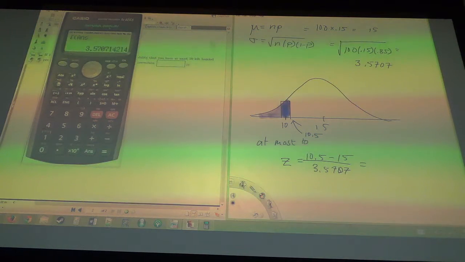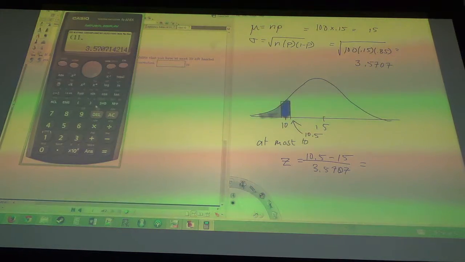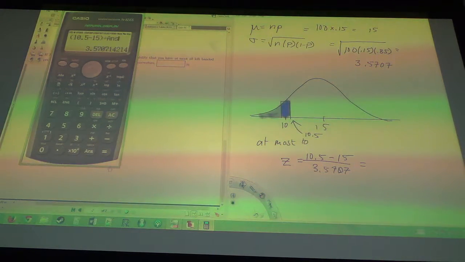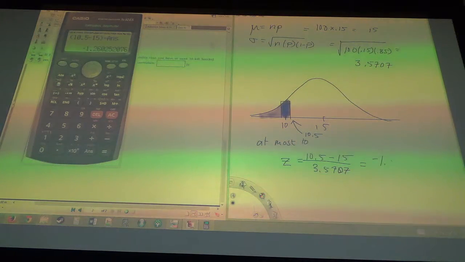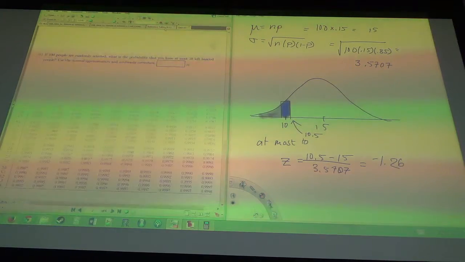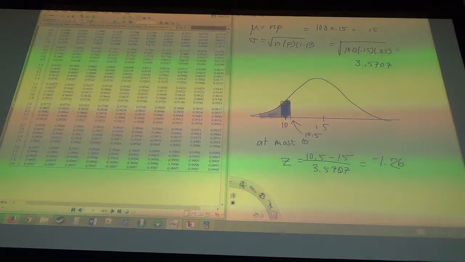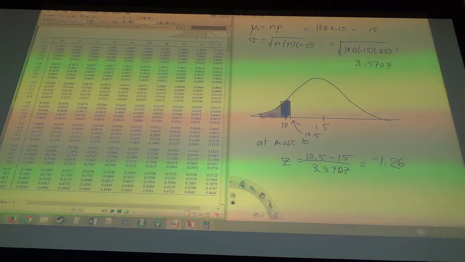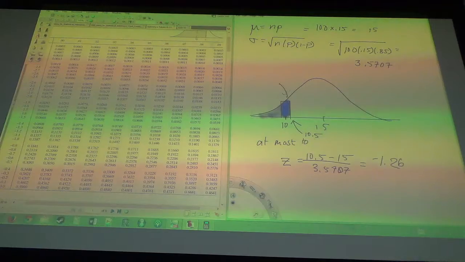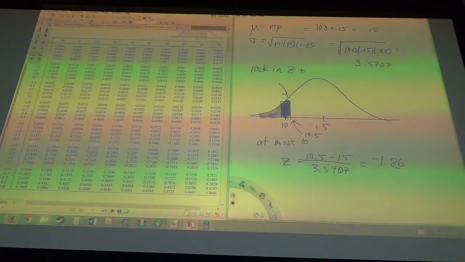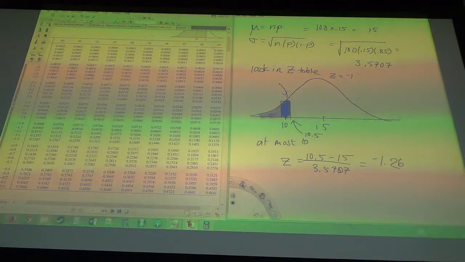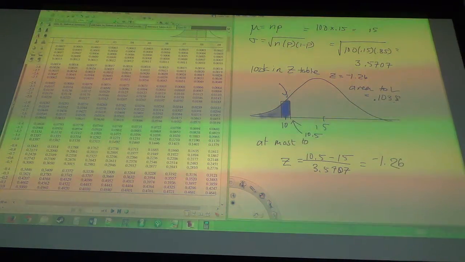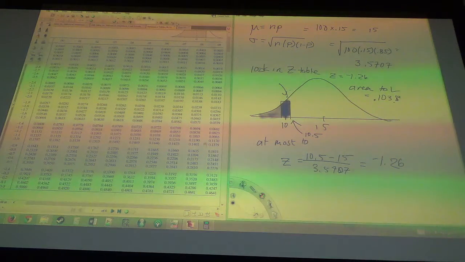Okay. So I have that already still in my calculator over here, so I'm just going to do 10.5 minus 15, close off the parentheses, and then divide by my answer right there. And I get negative 1.26, okay? So then I can go to my Z table and look up negative 1.26. So negative 1.26 is right here, 0.1038. We see the area to the left is equal to 0.1038, okay? And that is the area that I'm going for, so my answer is 0.1038.